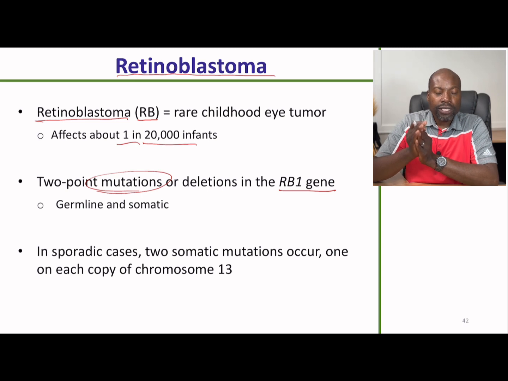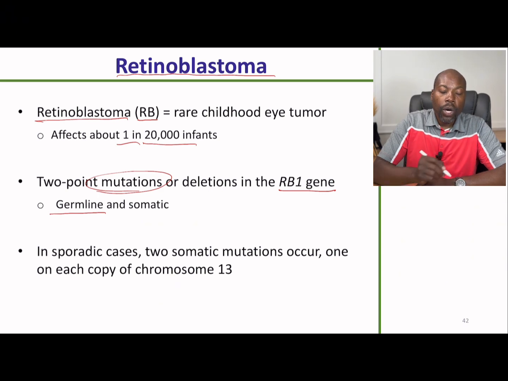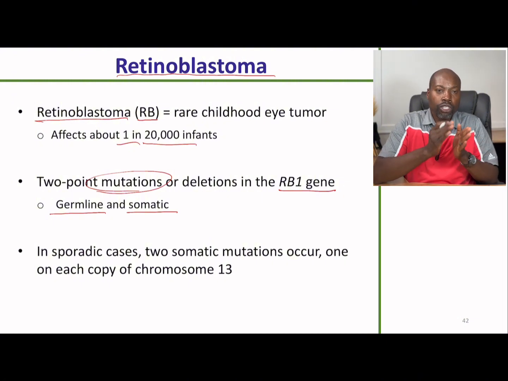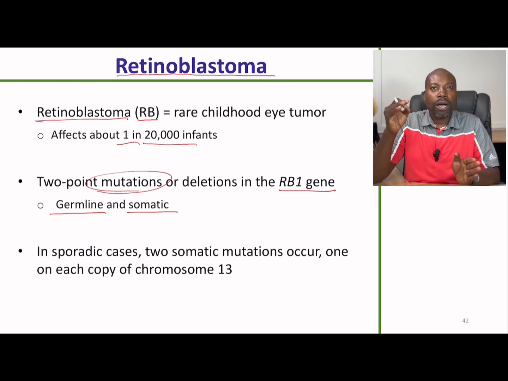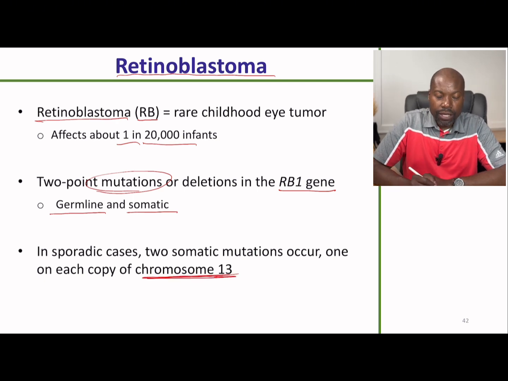So two point mutations are needed in the RB1 gene for cancer to be expressed, right? And these mutations can occur in germline cells or in somatic cells. Most of the time, though, when a mutation occurs in a germline cell, there is another mutation that is going to occur in a somatic cell, right? So a good example of this we are going to see in chromosome 13, where a mutation occurs that leads to cancer cell.